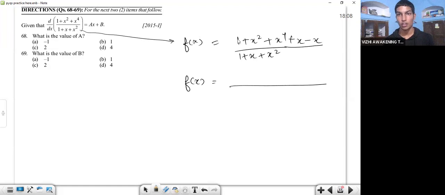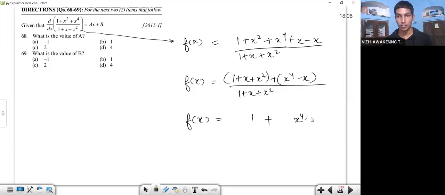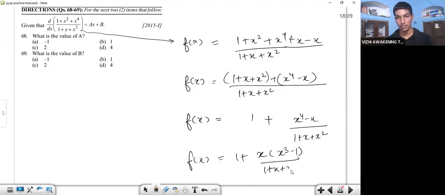It won't have any effect on the function, it will remain the same. So let's write 1 plus x square together, and x to the power 4 minus x together. Let's write the denominator separately for these two terms. So our function will become 1, this will get cancelled, so it will just become 1 plus x raised to power 4 minus x upon 1 plus x square. Let's take x common from the numerator here. Taking x common, it is x cube minus 1 upon 1 plus x square.